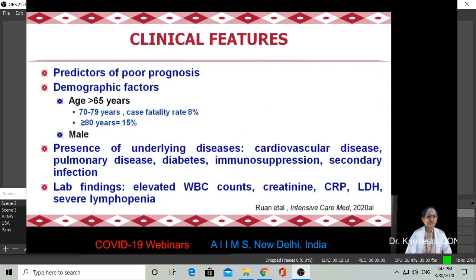What are the predictors of poor prognosis? The demographic factors, that is the age of the individual: the higher the age, the poorer the prognosis. In individuals who are older than 80 years, 15% fatality can be seen. Male gender is particularly at risk of poor prognosis. The presence of underlying medical conditions, diabetes, immunosuppression, etc., are also prognostic of poor outcomes. Lab findings such as elevated white blood cell count, elevated creatinine, C-reactive protein, LDH, and severe lymphopenia are also indicators of poor prognosis.